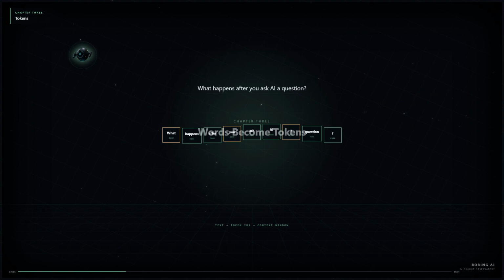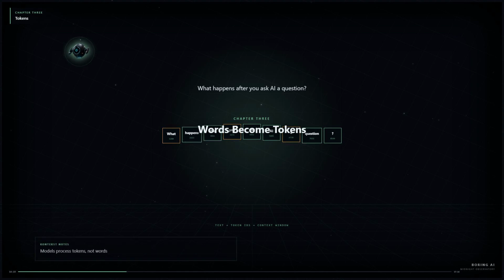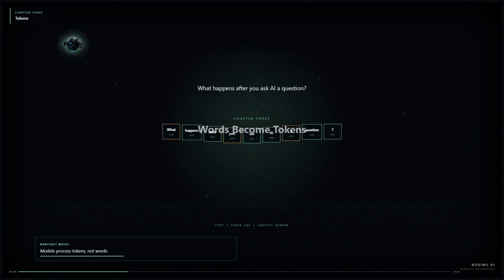Chapter 3. Words become tokens. People read sentences as words, phrases, and meanings. A language model begins with a more mechanical problem. It needs a finite set of symbols that can be assigned numbers. Those symbols are called tokens.